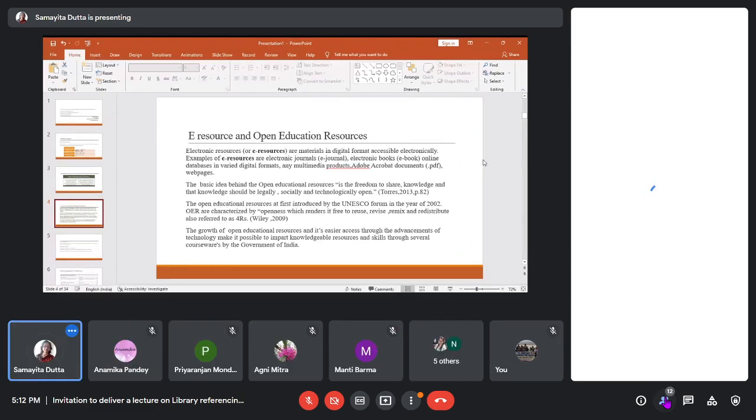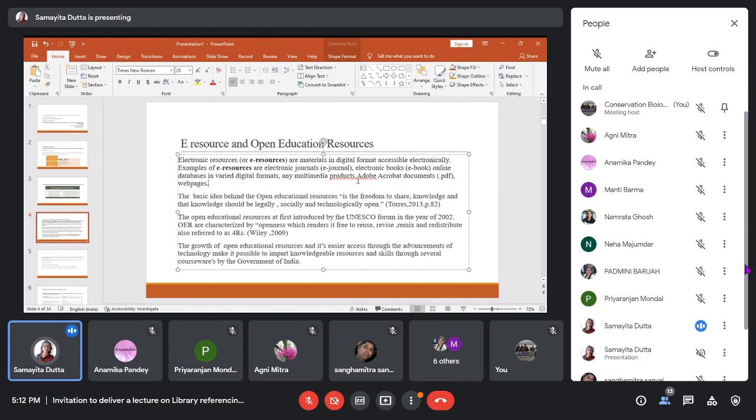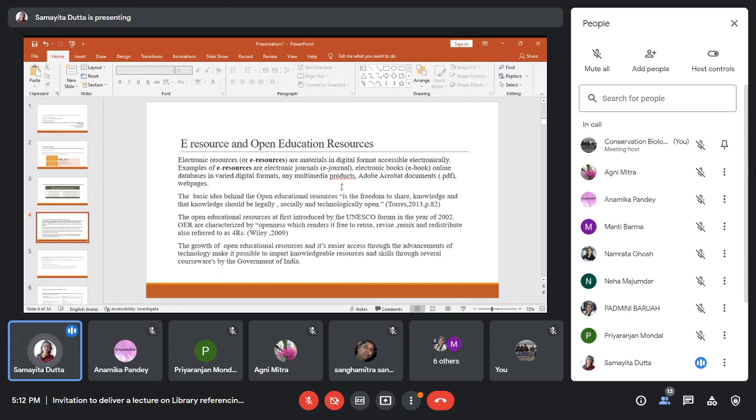Electronic resources are materials in digital format that we can access electronically: e-books, e-journals, online databases in digital formats, and multimedia products. You can access them from websites and web links. These are e-resources. E-resources mainly include open educational resources, the growth of which today comes from several courseware, and these are also e-resources you can get from proper sources. We have several lists of these open educational resources from which you can access learning resources.